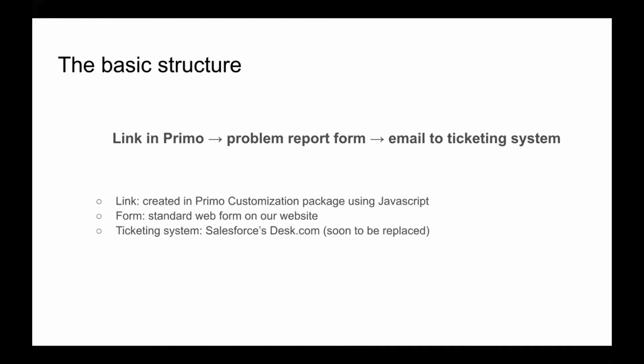It might be possible to add a link using the standard Primo V admin interface, but I don't think it would be possible to add multiple links all over the place as we wanted. And JavaScript also allows us to capture the URL of the starting page and direct it to the form. The user fills out the rest of the form, and it is sent as an email to our ticketing system.